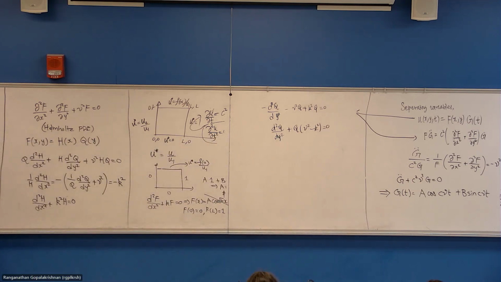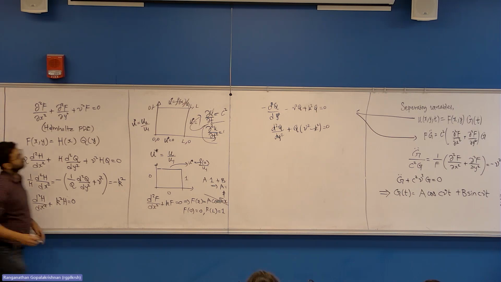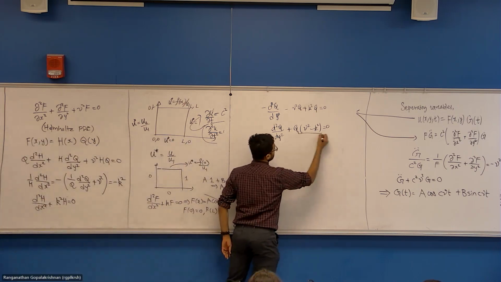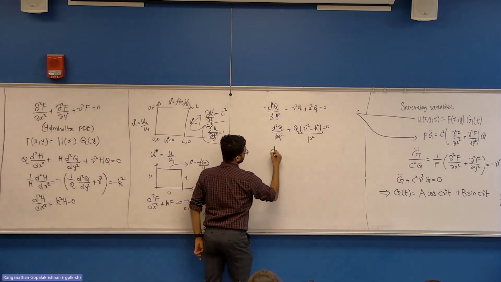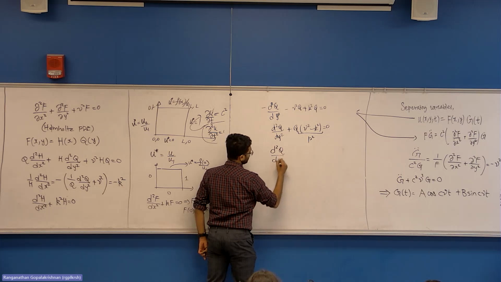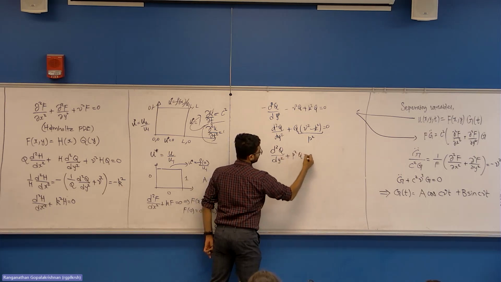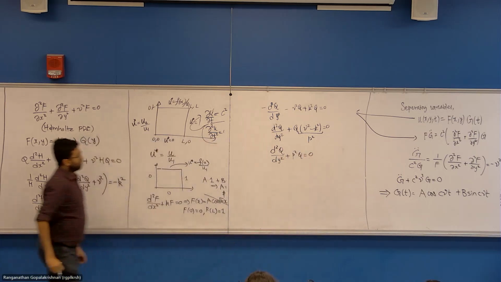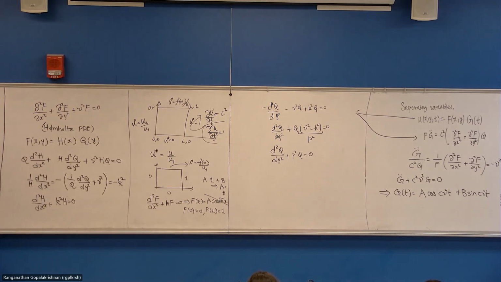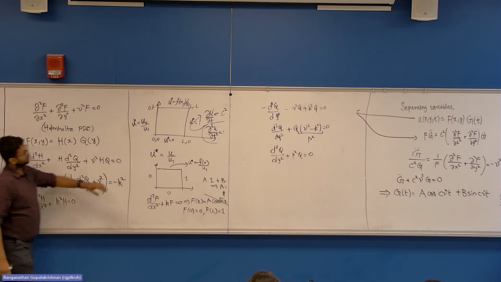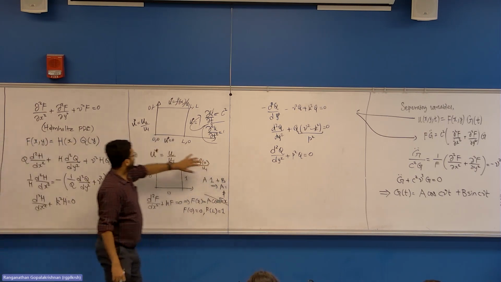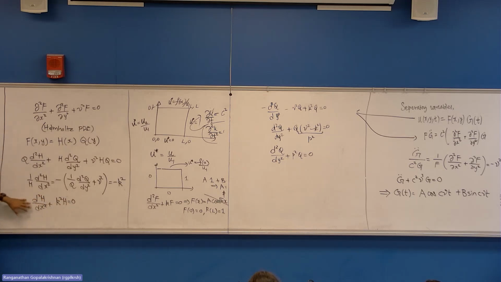Yeah. And this we'll call it p squared. So we have d squared q over dy squared plus p squared q equal to 0. So this equation for h and q rely only on the boundary conditions. They don't have any time dependence, so the initial conditions don't figure in here.